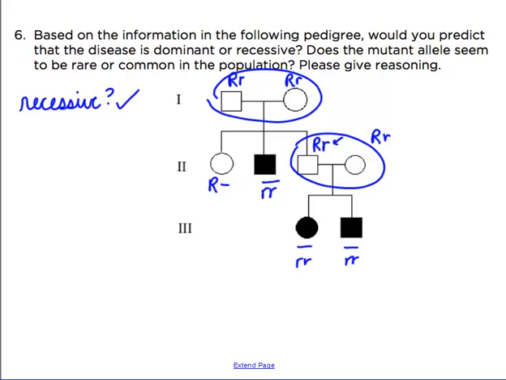Now the second part of the question is, does the mutant allele seem to be rare or common in the population? Usually, even if a pedigree doesn't say it, you assume that the disorder is rare, so that anybody marrying in is assumed to be homozygous dominant. However, in this case, you see that this individual here married into the family and had the disease allele, the recessive mutant allele. And also, depending on which parent you look at as coming into the family, they both have the mutant allele too. So therefore, we would say that it's actually common in the population. So it is recessive and common.